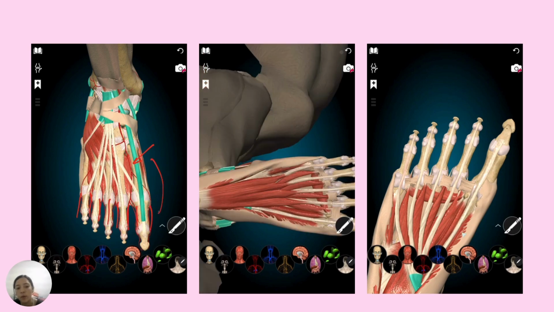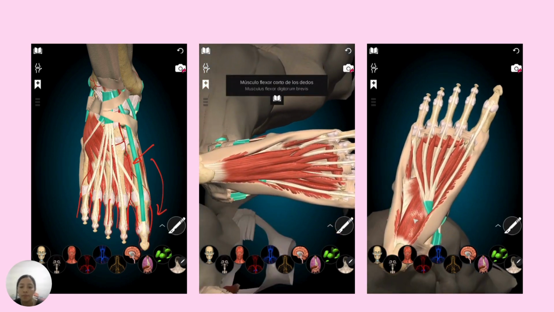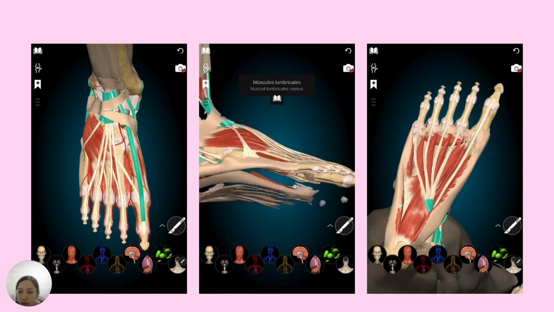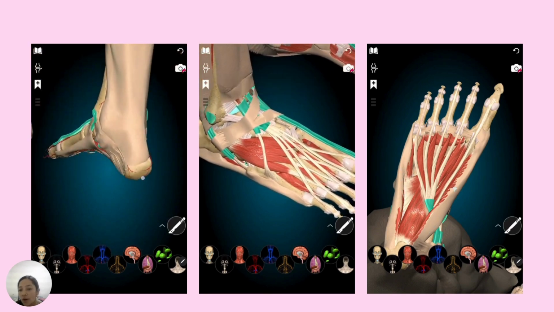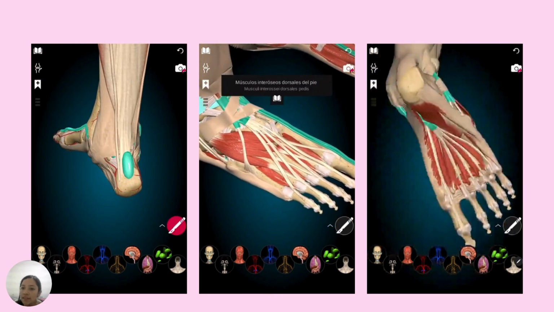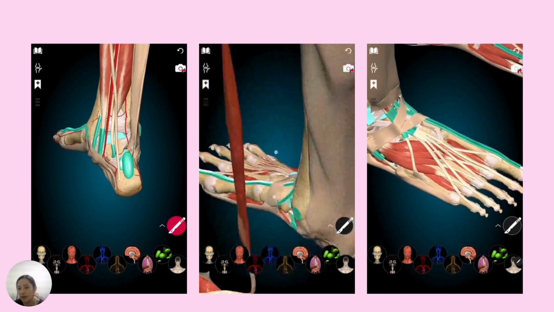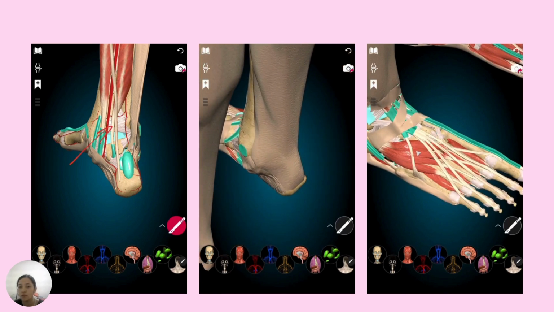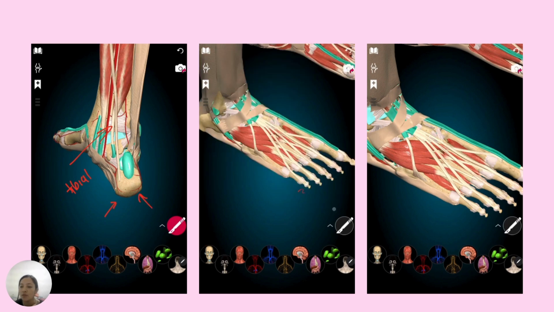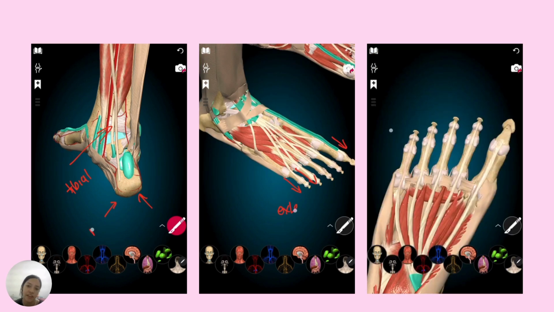And finally, we have all the structures, but now we are going to mention the nerves and also the blood vessels that are very important for the innervation, irrigation, and the different nutritional functions in our body, and especially in the foot.